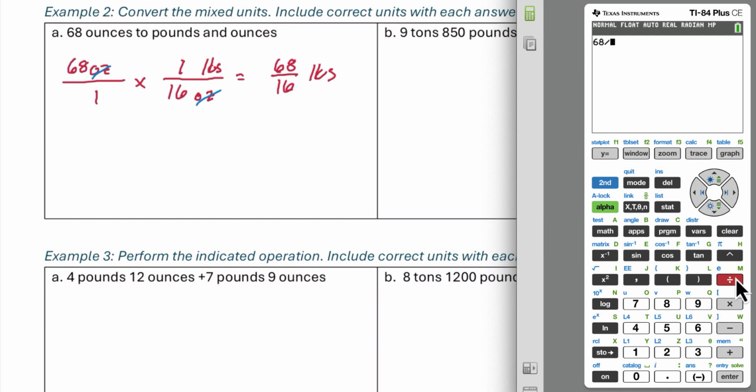68 divided by 16 is 4.25 pounds. Now this is in just pounds, but we want to convert to pounds and ounces. So there's 4 full pounds and a partial pound. This is the part that we want to convert to ounces. So this is where we're going to go back to long division and show our work for this.